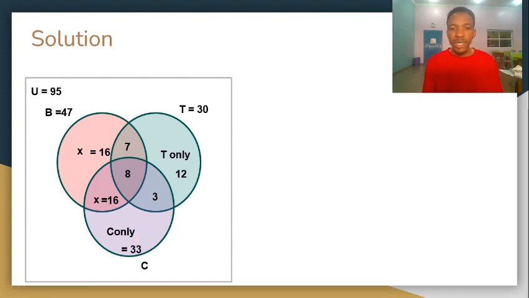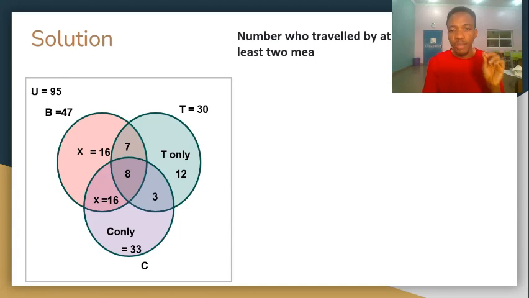Now let's go to the second part of the question. Second part of the question says numbers who traveled by at least 2 means. Numbers that travel by at least 2 means. So what they are interested in is that you can travel by 3, but they are only interested in at least 2 means of traveling. So here you have people that travel by bus and train, that is 2. People that traveled by bus and car, another 2. People that travel by train and car, 2.